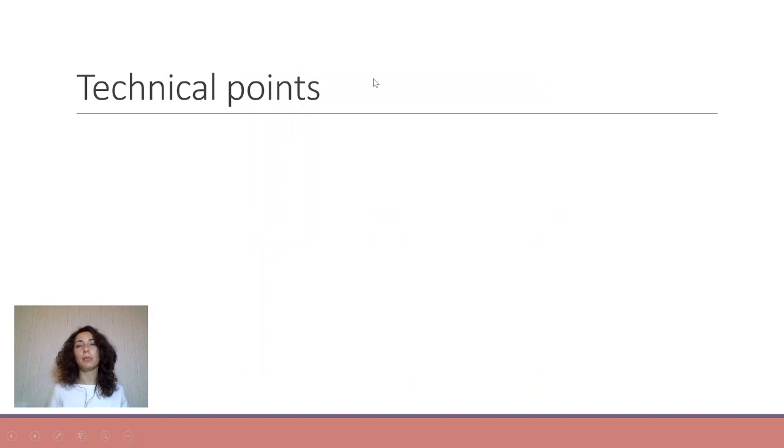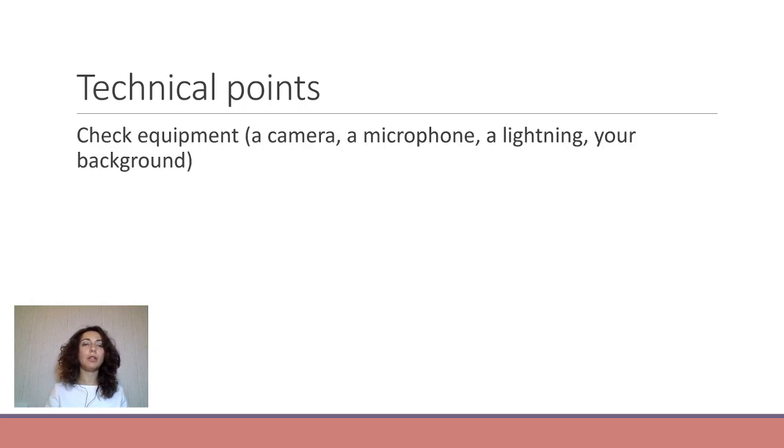There are some technical points which you should remember about when you are preparing online presentations. First of all, is to check your equipment. Of course, obviously, you remember about camera and microphone and the importance of it. Also, keep in mind the lighting and your background. If half of your face is not visible because of the window light, or if there is something on your background that is really distracting, this will influence the way people perceive information.